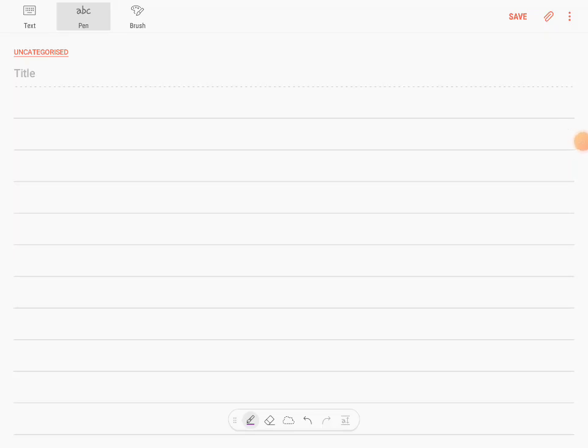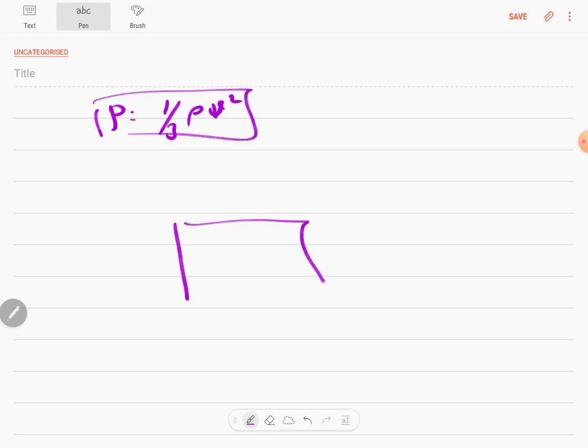So, on the basis of kinetic theory, write an expression for the pressure exerted by an ideal gas. You know, the pressure exerted by an ideal gas is 1/3 rho v square, and that is the expression you have to derive, for which you draw a cube.